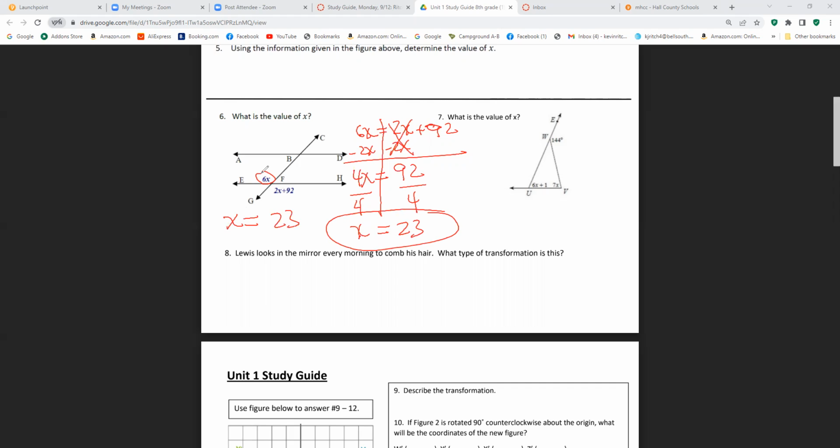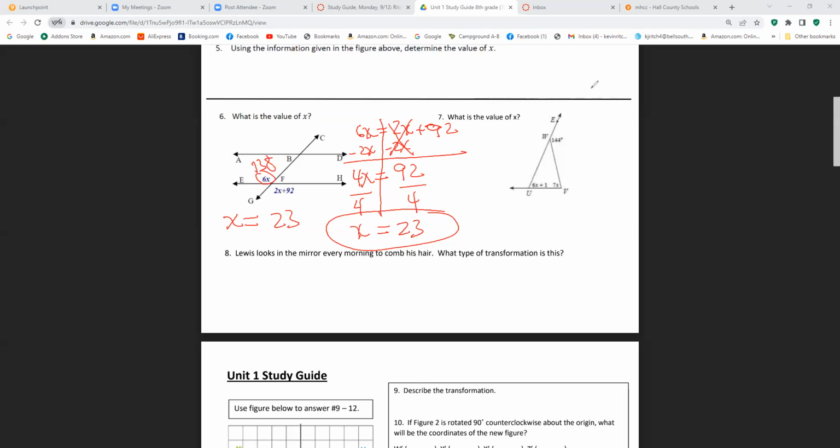So if I multiply 6 times 23, I get 138. And then if I substitute 23 for x here, 23 times 2 plus 92 is also 138. So I know my answer is correct.